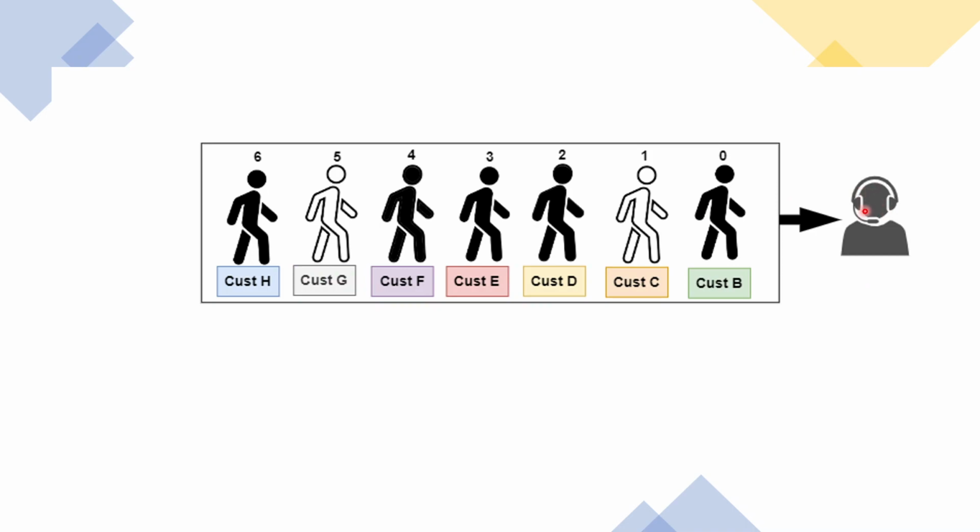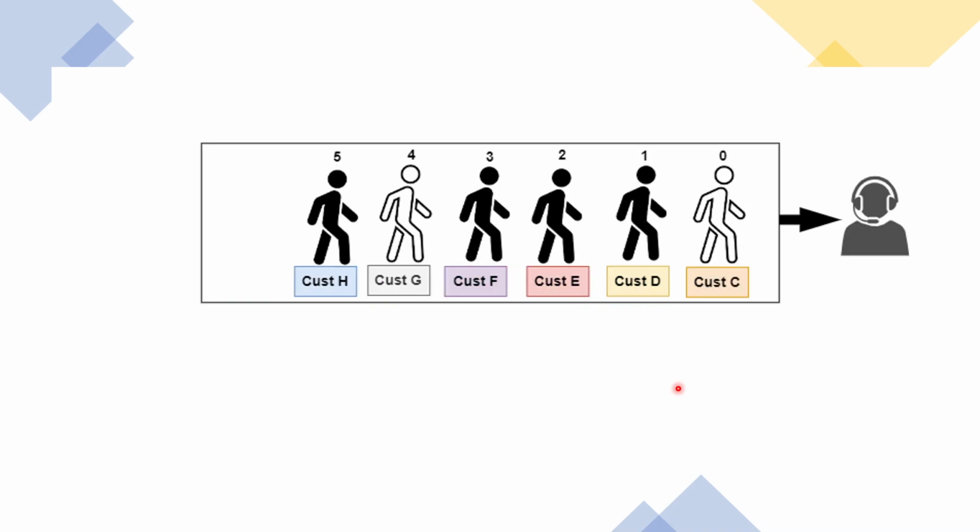Now the agent is assisting customer A. Customer B is going to get answered next, and got promoted from the first position to the zeroth position. Customer C was in the second position in the queue and got promoted to the first position, but he is still a virtual customer. The customer has already disconnected the call and is on some other work. Now the agent has assisted customer B, so customer C gets promoted to the zeroth position and is the next person going to get the call answered.